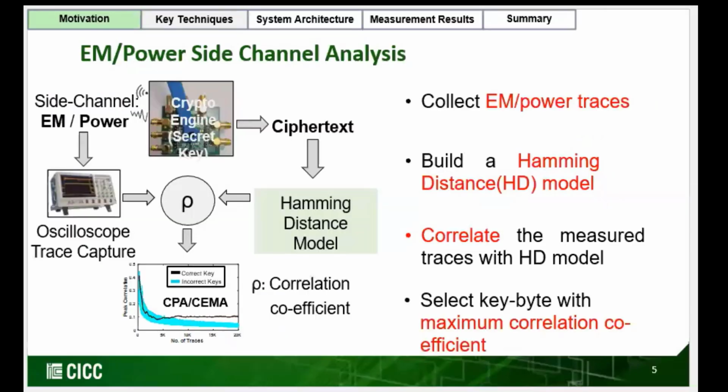This is a standard side channel analysis attack setup. First, we need to collect electromagnetic or power traces from the encryption engine. Ciphertext is anyway publicly available, and based on that, we can build a Hamming distance model. Then the measured traces can be correlated with the Hamming distance model. We guess the key byte with the maximum correlation coefficient as the correct key byte, and after some time, it matches the actual correct key byte.